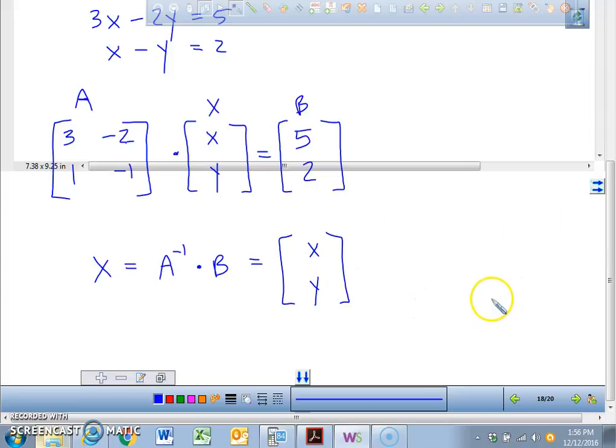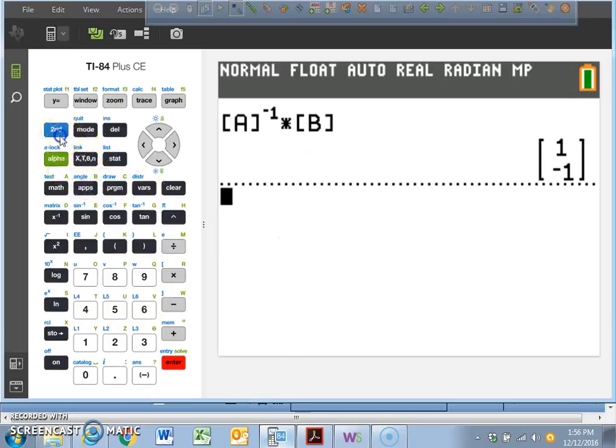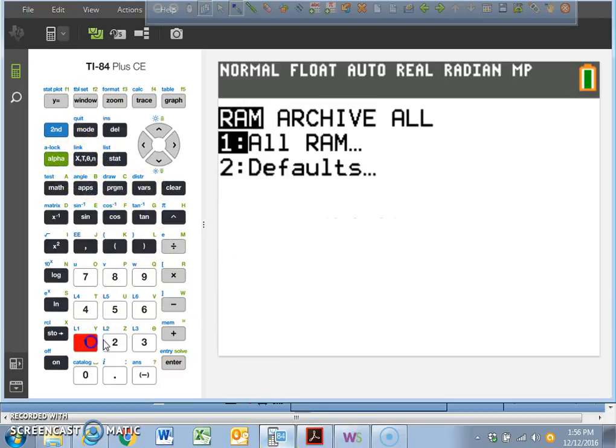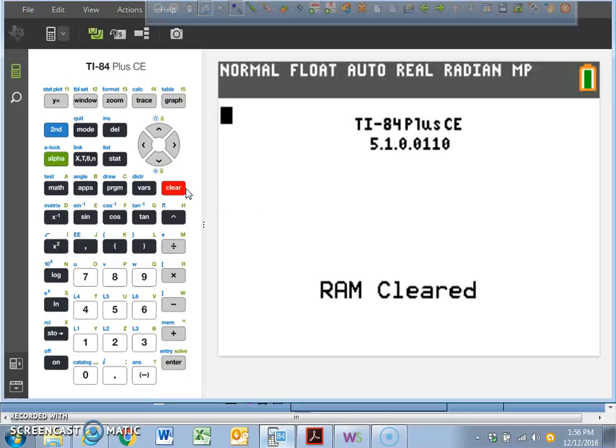Now, get your calculator, turn them on. I'm going to turn my calculator on. I'm going to hit second plus 7, 1, 2, just to clear everything out.